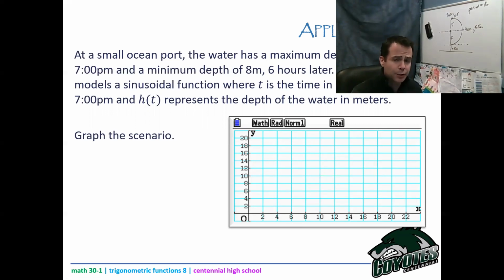I'm going to ask you to pause me. I want you to generate some points, try and draw the graph, and then take a look at mine. And mine ends up looking like that.